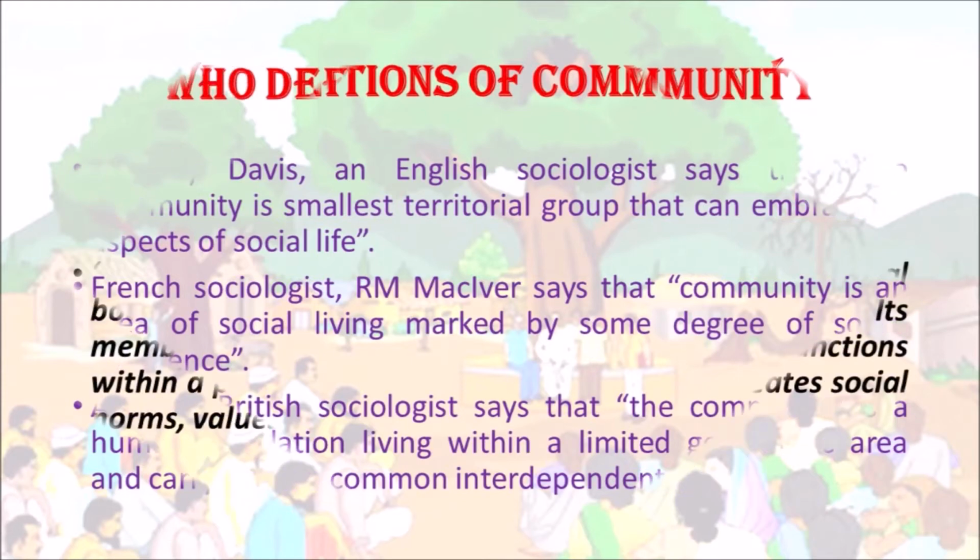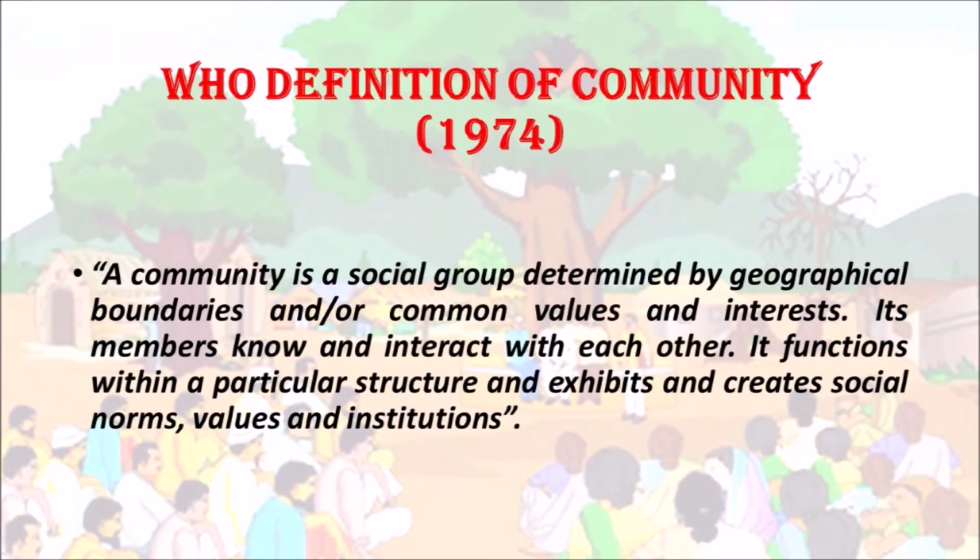The WHO Expert Committee on Community Health Nursing in 1974 defined community as a social group determined by geographical boundaries and/or common values and interests. Its members know and interact with each other. It functions within a particular structure and exhibits and creates social norms, values and institutions.